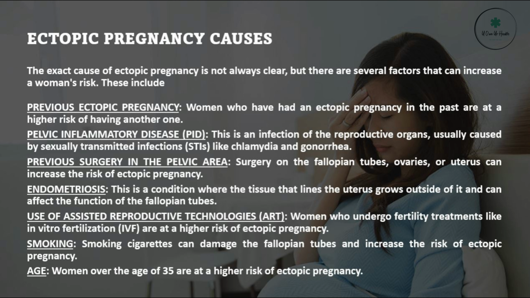Endometriosis. This is a condition where the tissue that lines the uterus grows outside of it and can affect the function of the fallopian tubes. Use of assisted reproductive technologies (ART). Women who undergo fertility treatments like in vitro fertilization (IVF) are at a higher risk of ectopic pregnancy. Smoking. Smoking cigarettes can damage the fallopian tubes and increase the risk of ectopic pregnancy. Age. Women over the age of 35 are at a higher risk of ectopic pregnancy.